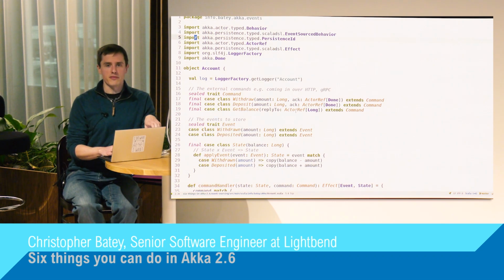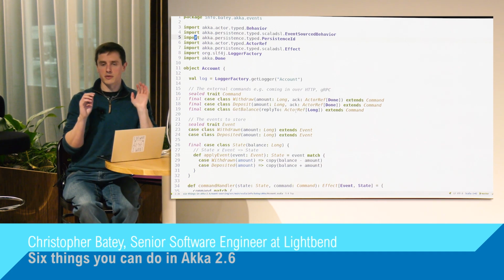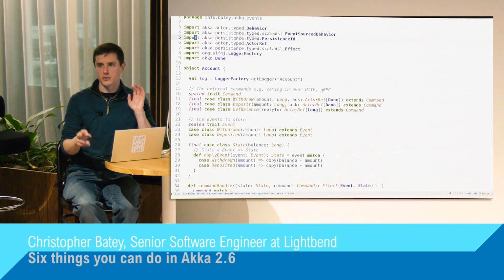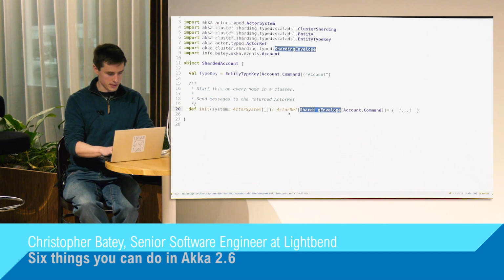So we're going to stick with the same event source entity. We don't need to change the actor itself to become part of sharding. We just need to interact with it differently. We don't get to just start it ourselves and send messages to it. We get to tell sharding how to start it. So let's have a look at what that looks like.